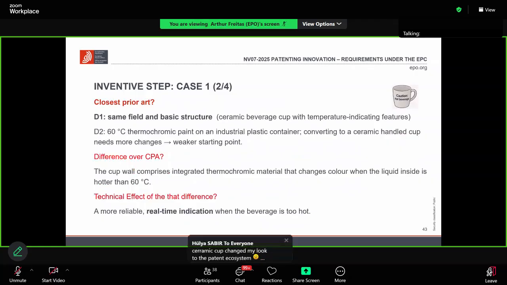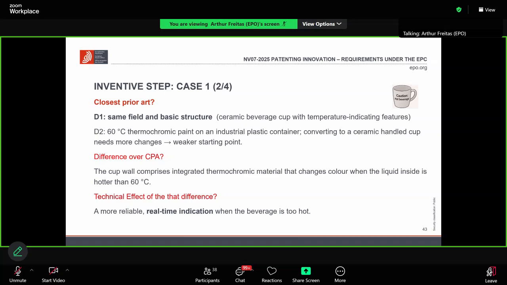Again, inventive step is a gray area. We can debate that, but it seems to me that D1 is the better choice, because it's in the same technical field. I would call the field vessels for hot drinks. I would tend to take D1. D1 is about a mug, and it has temperature indications already. So how do I improve that?